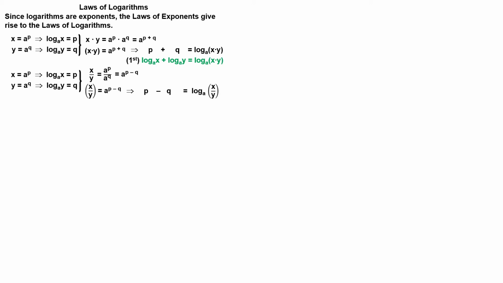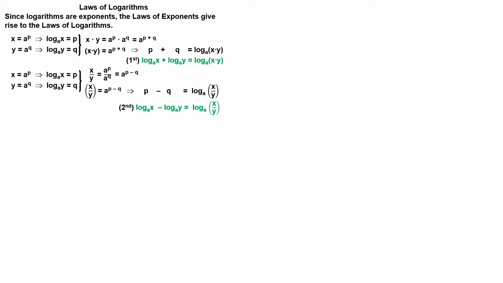Finally, we substitute back the expressions for p and q in logarithmic form to get the second law of logarithms. This law states that the logarithm of a quotient of numbers is the difference of the logarithms of the numbers.